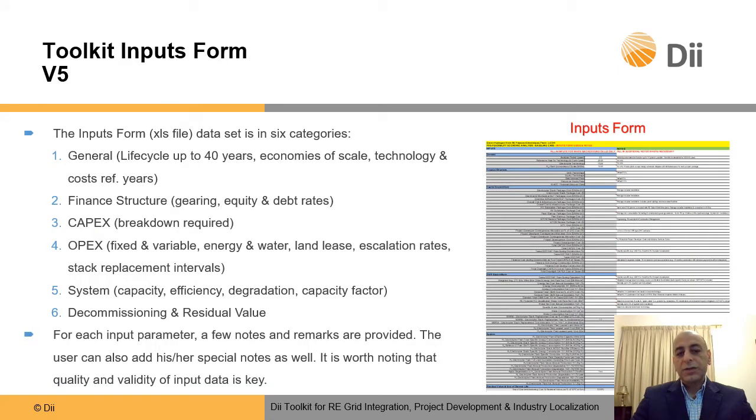The toolkit inputs form includes seven categories. It starts with the life cycle selection and economies of scale, the finance structure, the CAPEX with a detailed breakdown, the OPEX again with a detailed breakdown, fixed and variable energy and water and land lease, escalation rates, and staff replacement intervals, the system capacity, efficiency, degradation and capacity factor, and lastly, decommissioning and residual value.